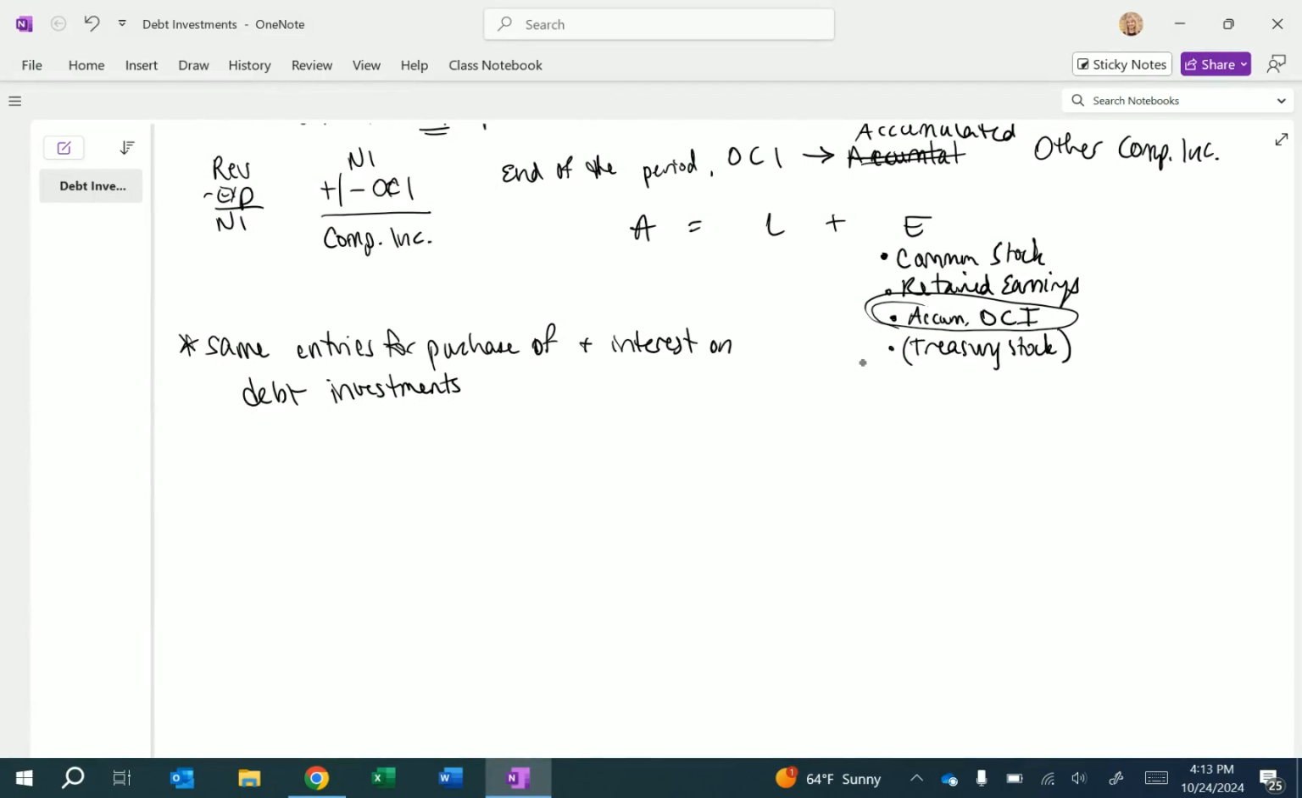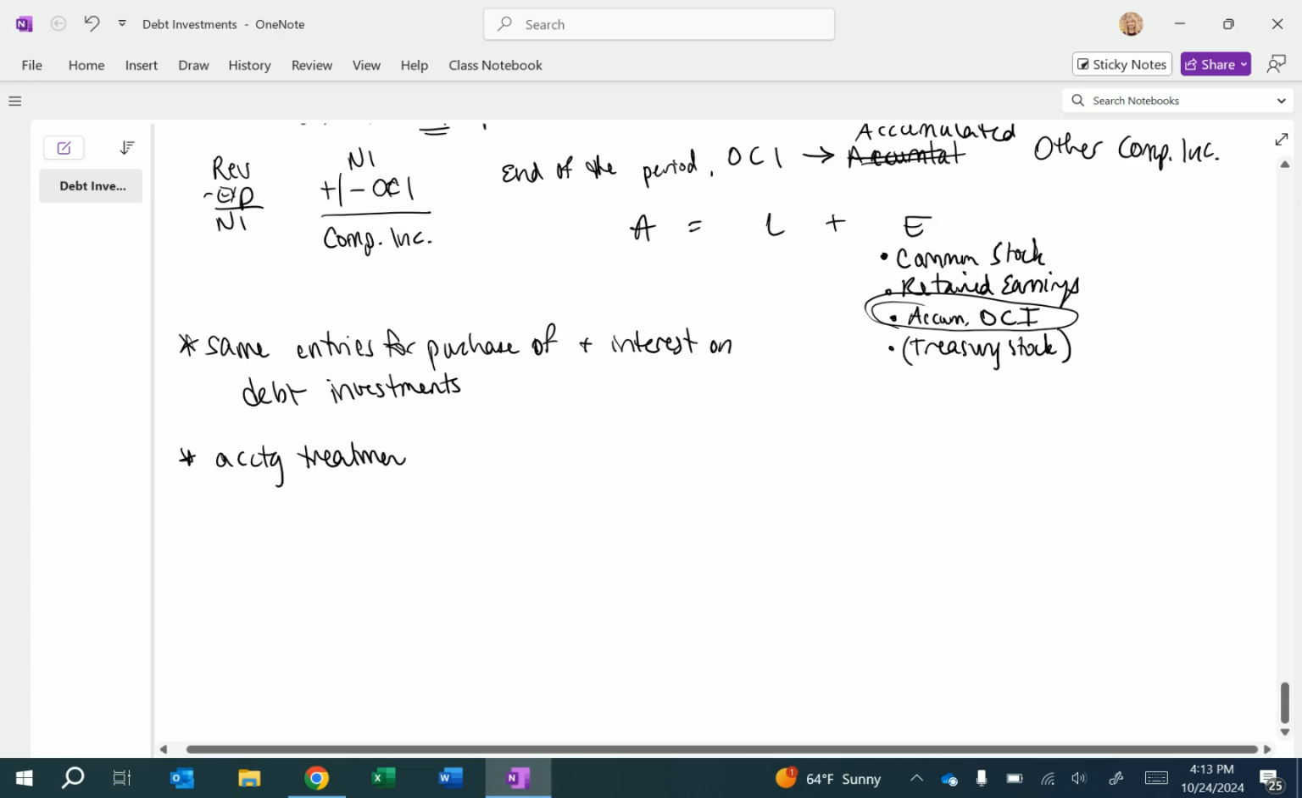The other thing we need to know is the accounting treatment for changes in fair value. Changes in fair value are also called the unrealized holding gains and losses. I'm just going to abbreviate that as UHGL, unrealized holding gains and losses. They are almost the same as the accounting treatment for trading securities, with one exception, and that exception is really important.